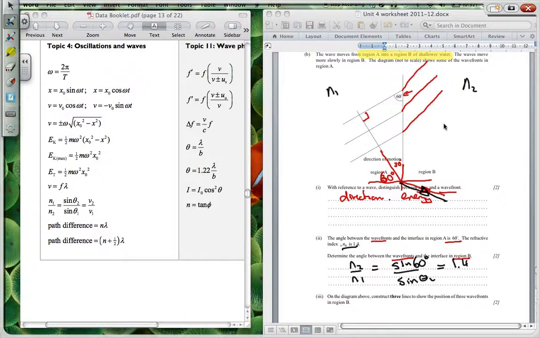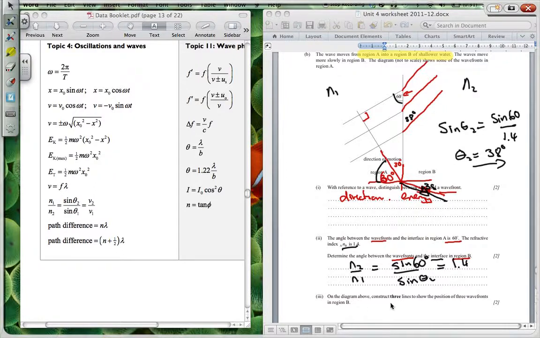Let me find some more space to work here. The sine of theta 2 will equal sine of 60 divided by 1.4, and it works out that theta 2 is equal to 38 degrees when you find that angle. Because of symmetry, just like here, that will be your answer, because they're looking at the angle between the wavefront and the interface. So just like this 60 equaled that 60, this 38 would equal this 38 degrees over there.